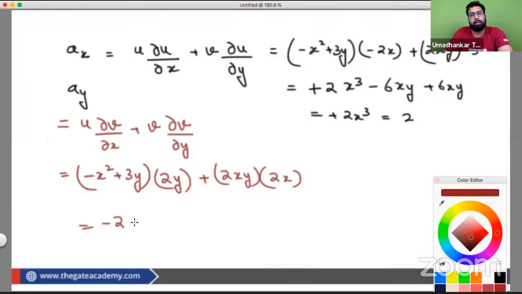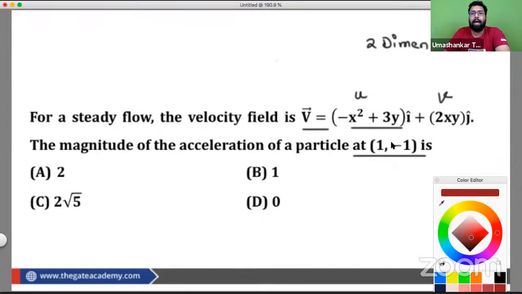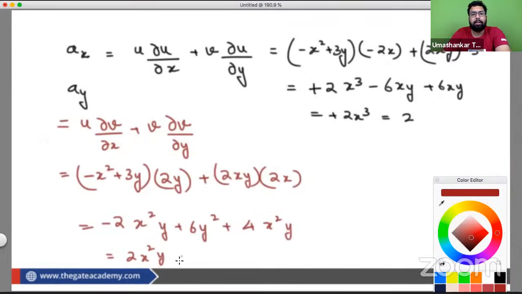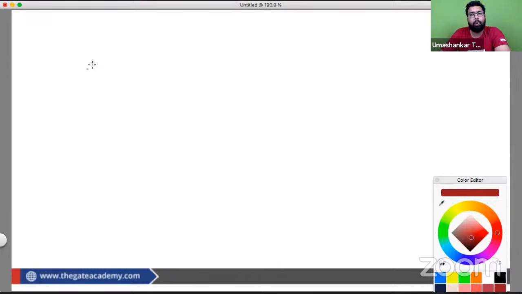So we are getting minus 2x square y plus 6y square plus 4x square y plus 4x square y. So we are having it as 2x square y plus 6y square. Now we can put the value of x and y. So x is 1 and y is minus 1. So we are having minus 2 plus 6, that is 4. Right, beta? That is 4. Okay, so now ay is 4 at this value.